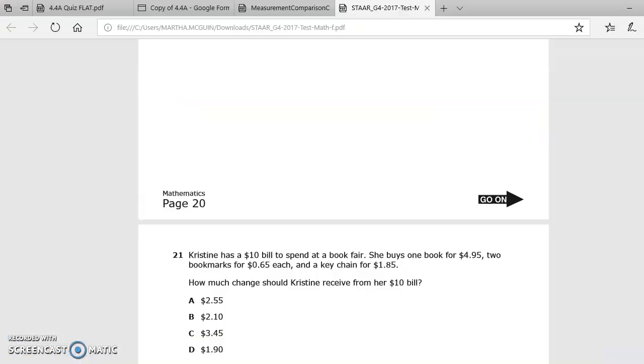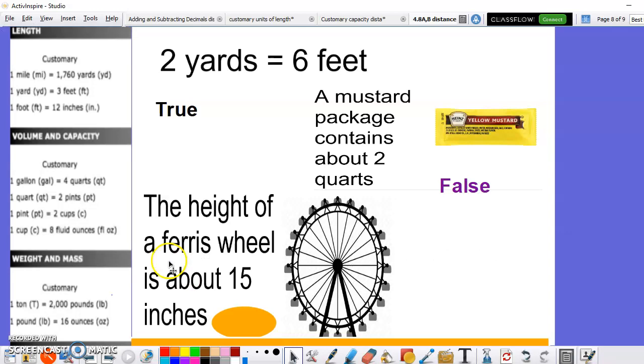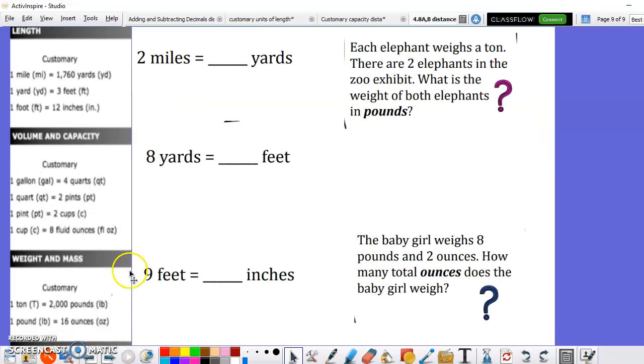And the height of a Ferris wheel is about 15 inches. Well, think about if you go to the fair, or if you go to a carnival, that Ferris wheel is huge. So with 15 inches, when I think about inches, 1 foot is equal to 12 inches. So no, that's not reasonable at all. All right.